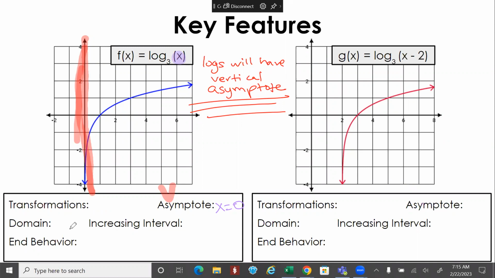The domain is going to be wherever the vertical asymptote starts, all the way to the right. If it was flipped, then we would go to the left, obviously. But for now, we're going to say from 0 to positive infinity. Now, is this function increasing or decreasing? Increasing. And it's increasing the entire time. So from 0 to positive infinity, over the entire domain, it's increasing.